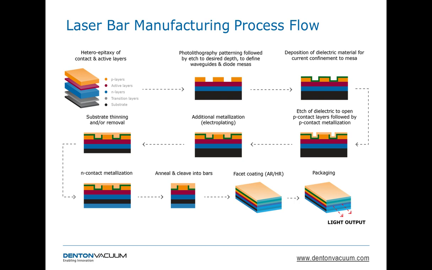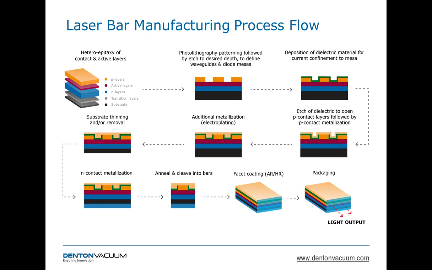And that kind of completes our coverage of the active layers, and hopefully I haven't lost half the audience with this. But let's remember that active layers is not the entire diode, and what follows next is actually just as critical. So moving on, the next step is typically photolithography, patterning, followed by etch to the desired depth to define our waveguides for the lasers and the diode mesas.